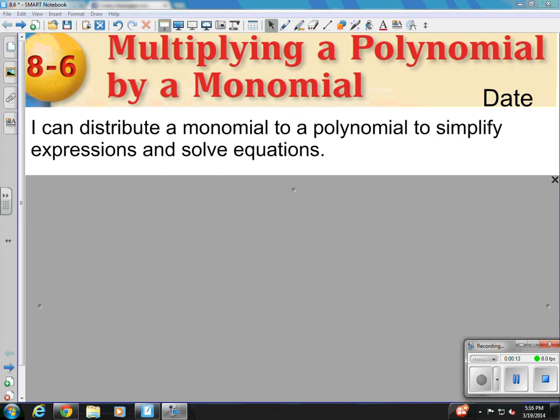And our target for today is that I can distribute a monomial to a polynomial to simplify expressions and solve equations.